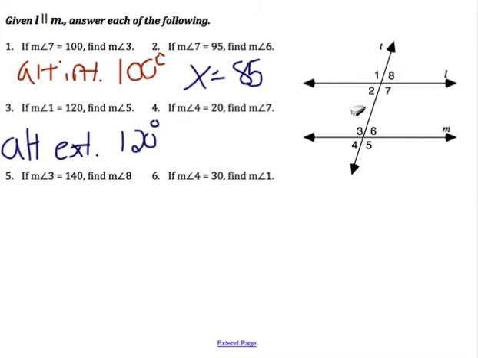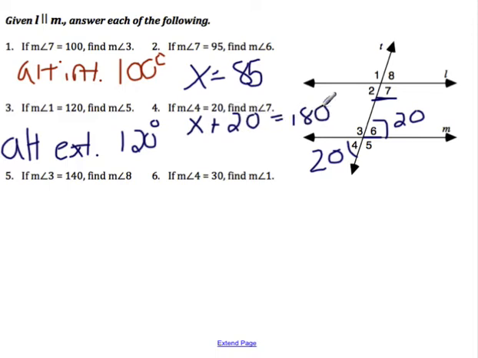Next, let's take a look at number 4. The measure of angle 4 is 20. Find the measure of angle 7. All right, this gets a little tricky. To do this, we're going to have to use the idea of vertical angles. If the measure of angle 4 is 20, that means the measure of angle 6 is 20. Now I notice that 7 and 6 are consecutive interior angles, so the measure of angle 7, which we don't know, plus 20 needs to be 180. So we take 180 minus 20, and the measure of angle 7 is going to be 160.